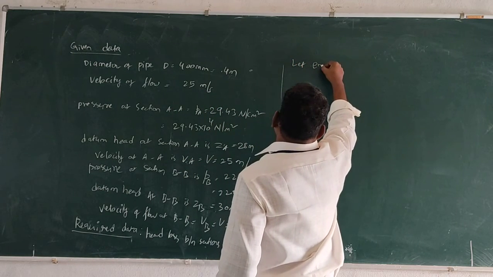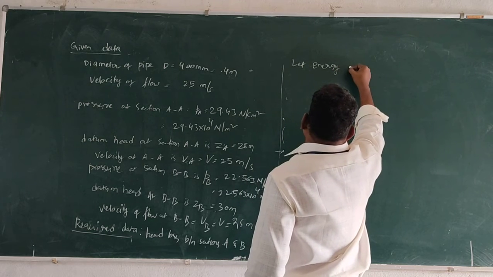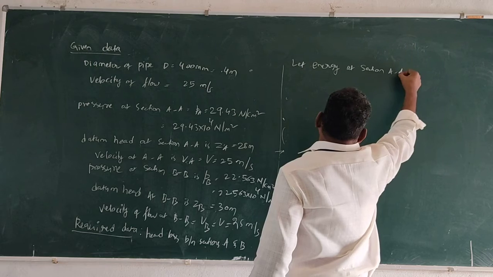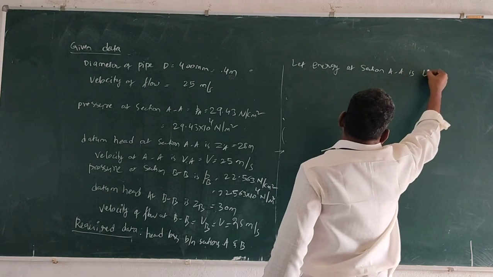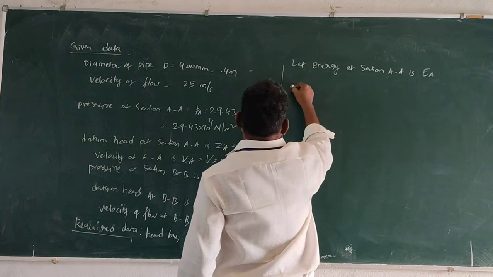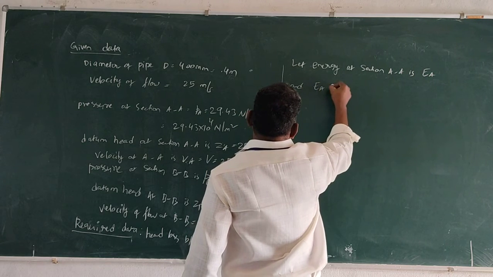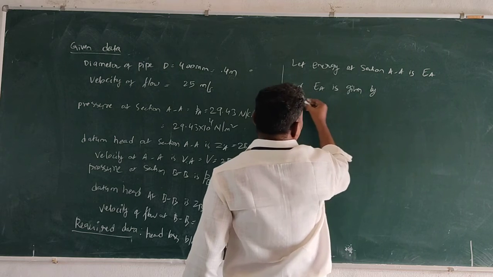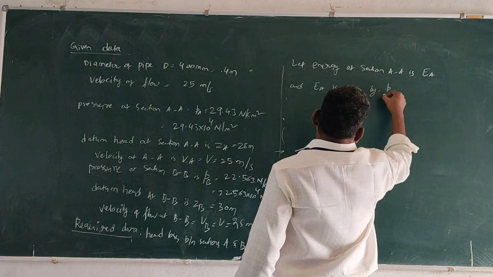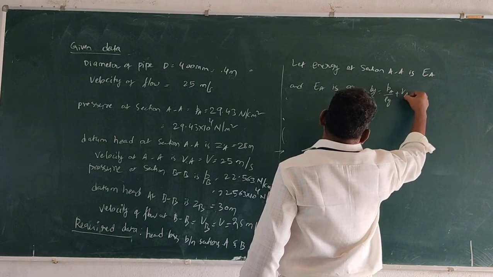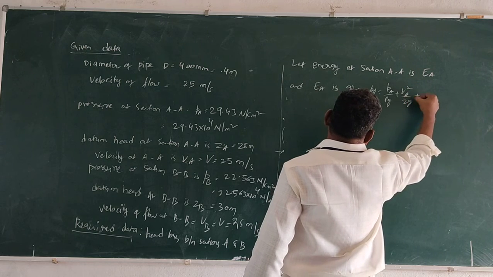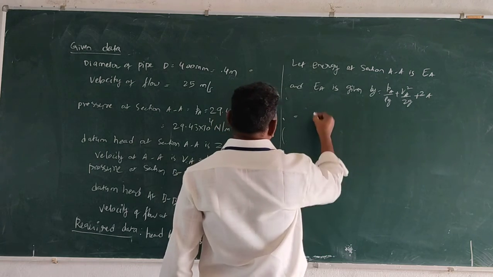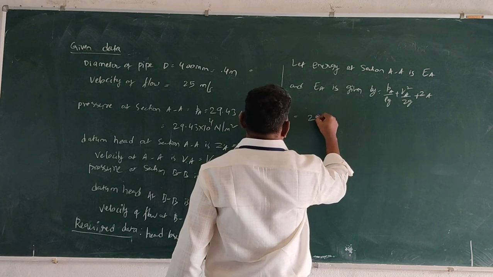Energy at the section A is EA, and EA is given by PA by rho g plus VA square by 2g plus ZA. What is the PA value? 29.43.